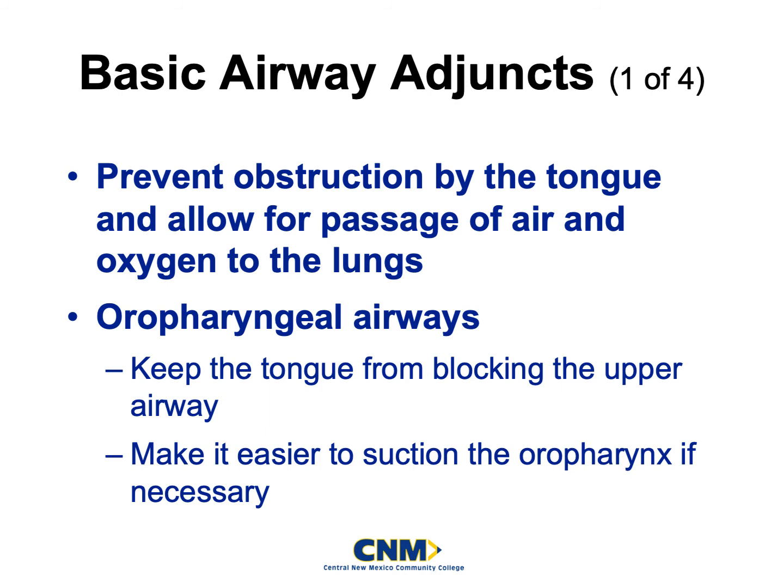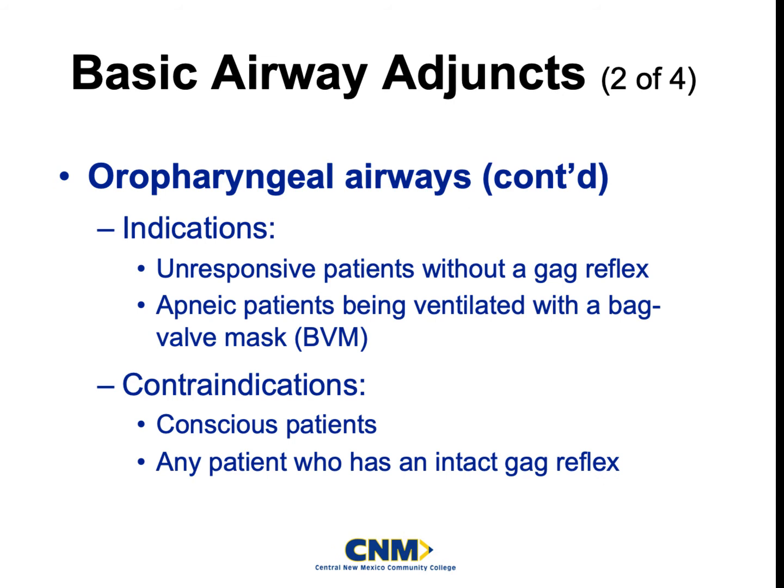It also will help us suction better with the oropharynx. Okay. Some of the indications that we're going to see for this is any unresponsive patient without a gag reflex. Okay. So how do we check for a gag reflex? Well, really, if your patient is not responsive to pain as far as your AVPU scale, right? You might be able to do a sternum rub on your patient. If they don't flinch with that pain, more than likely they probably don't have a gag reflex.